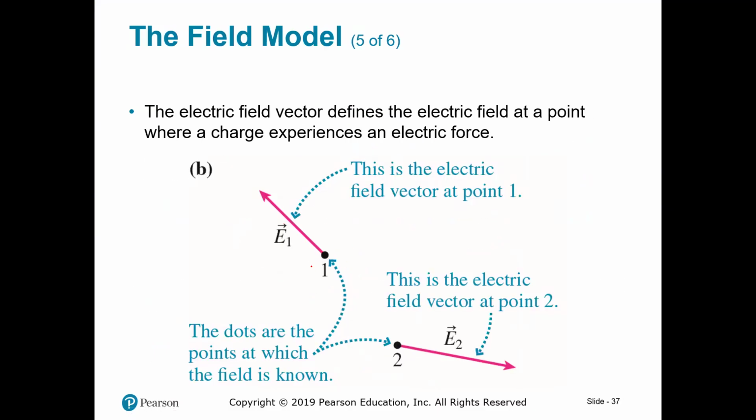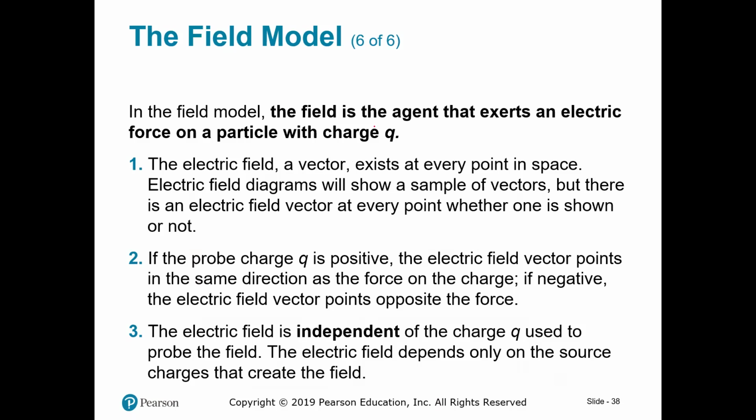So for example, say this is the point that you are interested in, and if there is an electric field E1, or an electric field E2, that means that somewhere in this space a source charge exists. Okay? So in the field model, the field is an agent that exerts an electric force on a particle with a charge Q, right? So electric field, again, is a vector. It exists at every point in space.